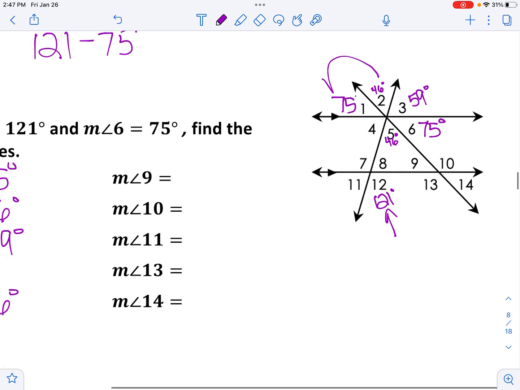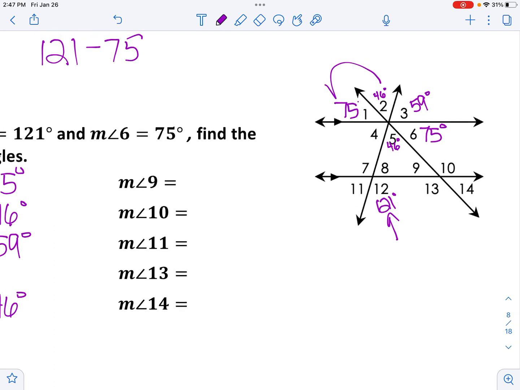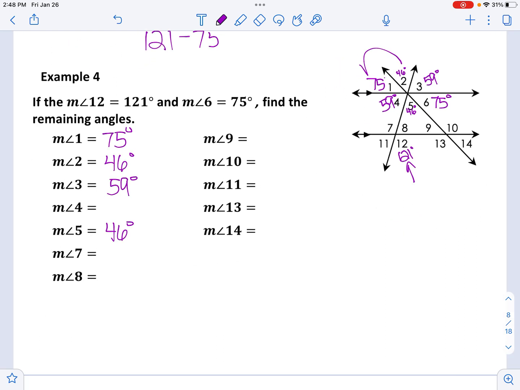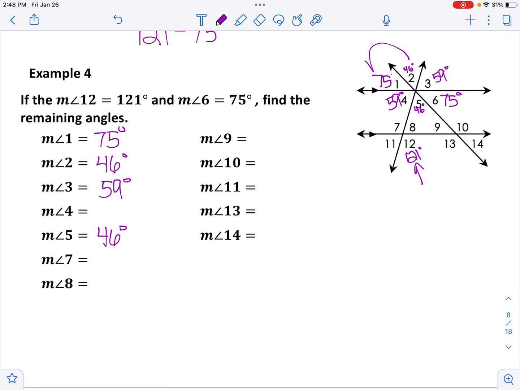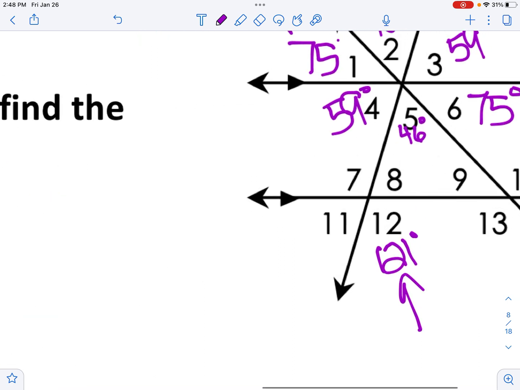Okay, so that makes angle 4 59 degrees because these are vertical angles. And then angle 7 should be 121 because it is a vertical angle or it's a same side interior, so it should be supplementary with angle 4. However you want to get there, I like the vertical angle. It's a little bit easier. So angle 7 is 121.